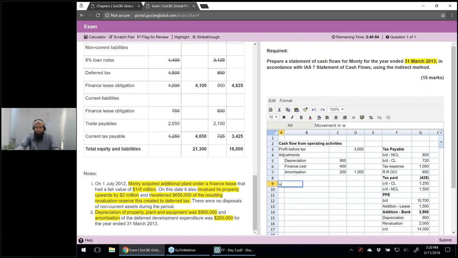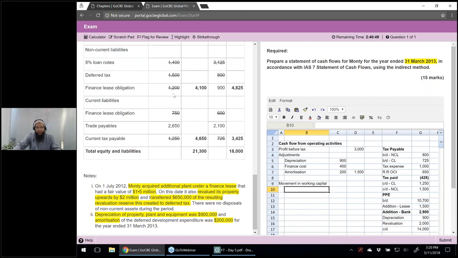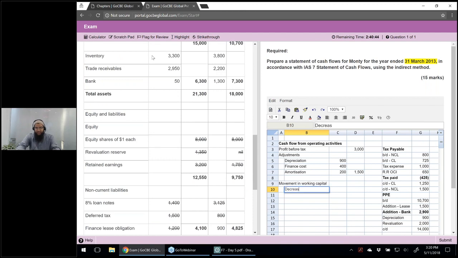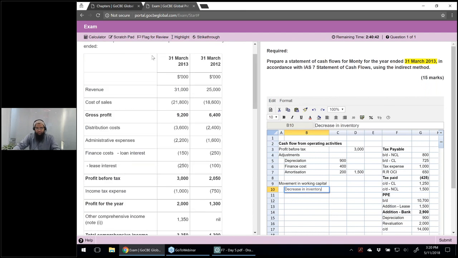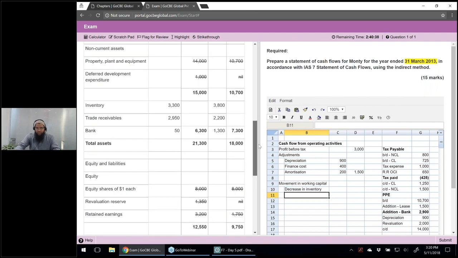And then we have the movement in working capital, where the inventory is decreasing. So we are going to write decrease in inventory. This is going to be 3,800 minus 3,300 positive. And then we have increase in receivables by 2200 minus 2950. So this is going to be negative.